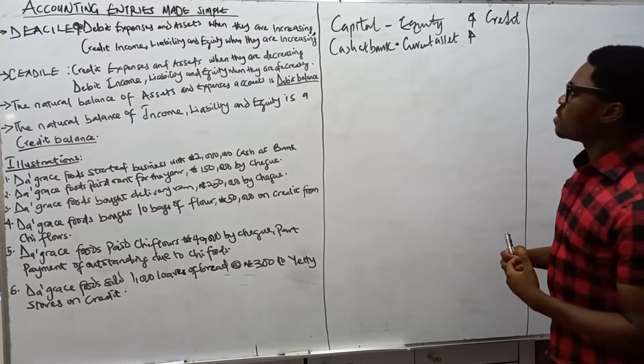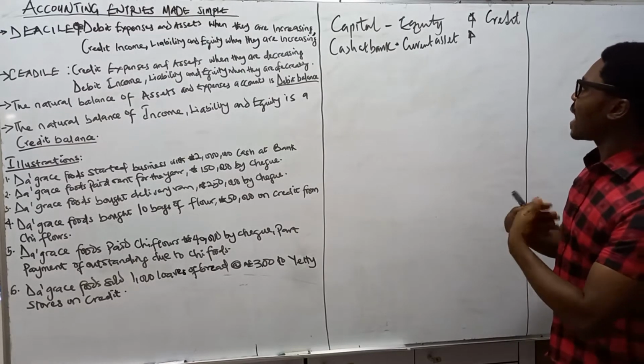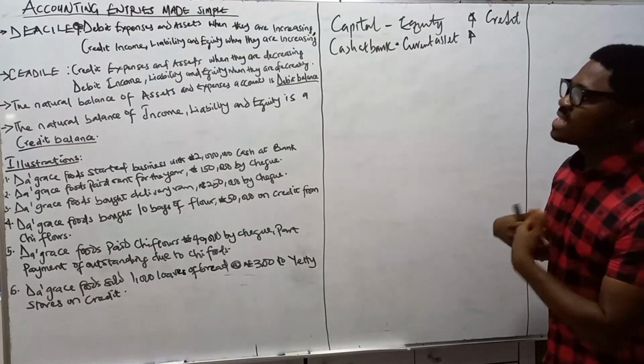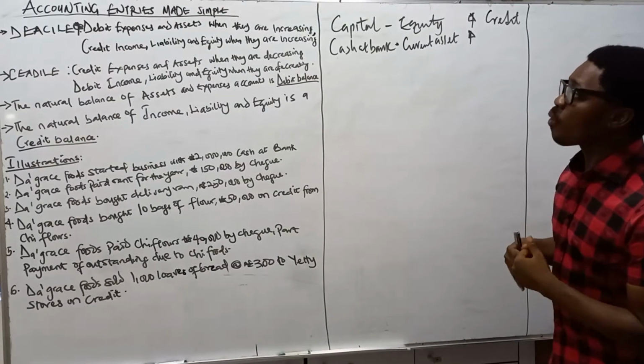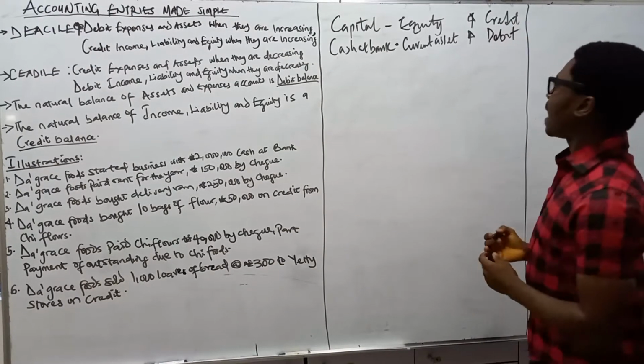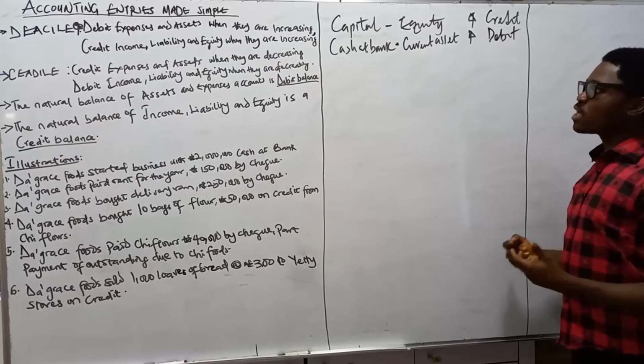What does this say when asset is increasing? This said that we debit expense and assets when they are increasing. What do we do here? We also debit assets. So how do you pass the accounting entry?